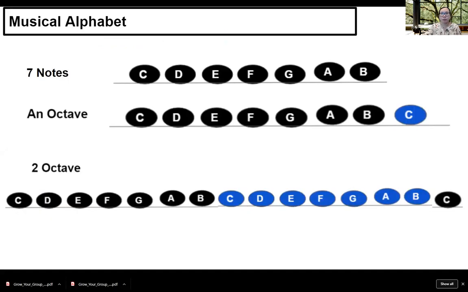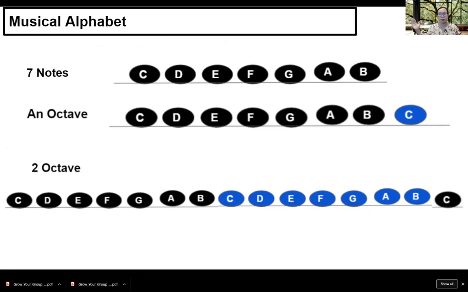Now, what we need to know first offhand is the musical alphabet. There's only 7 notes that we need to remember. C, D, E, F, G, A, B. Those are the notes in the alphabet. And the full octave has the first note right at the end. So it's like a sandwich, C to C.